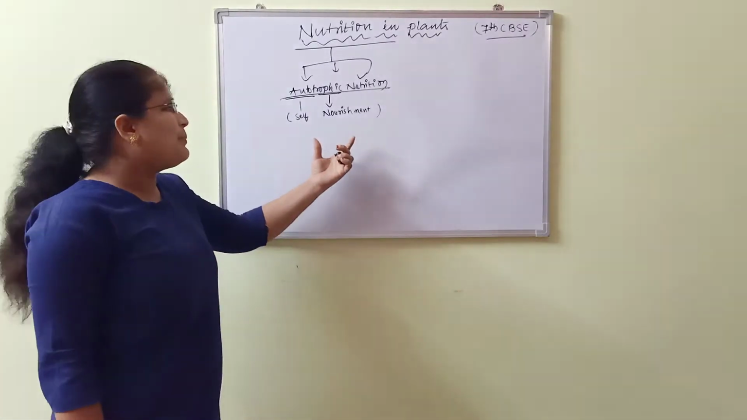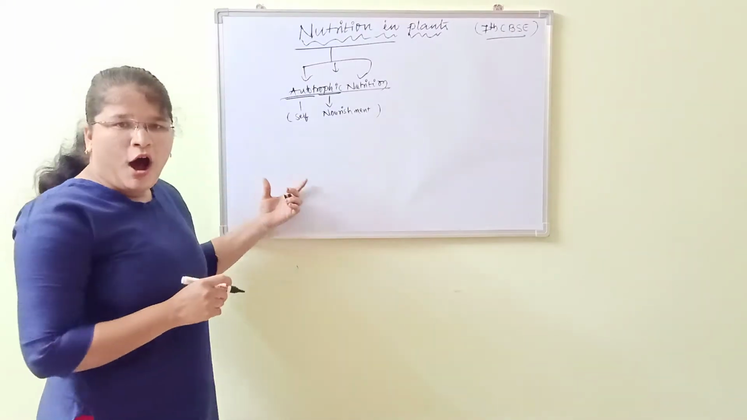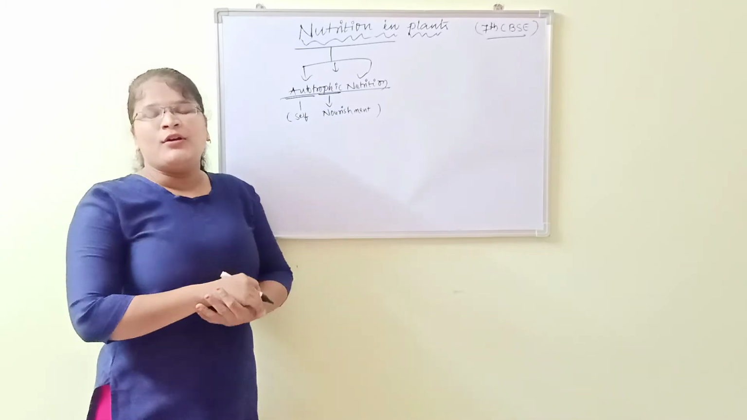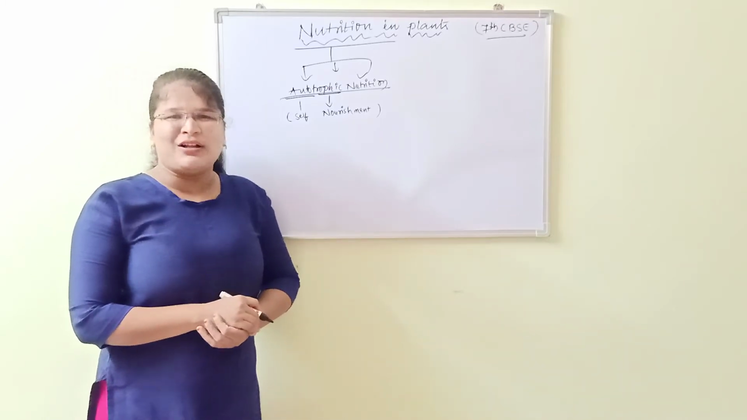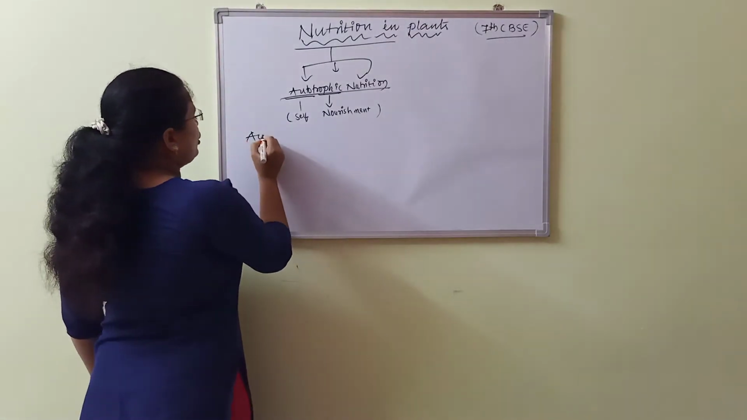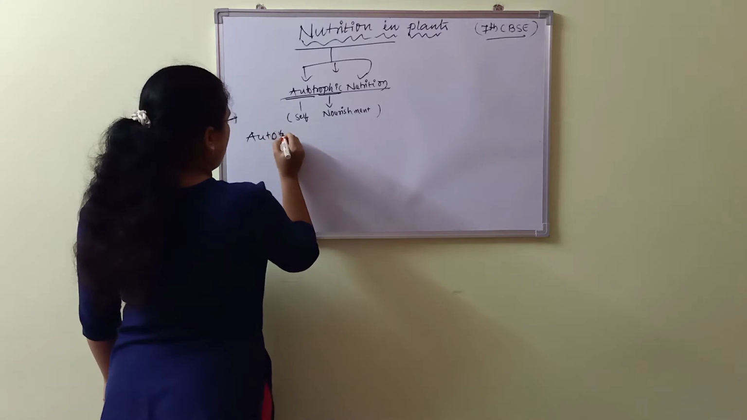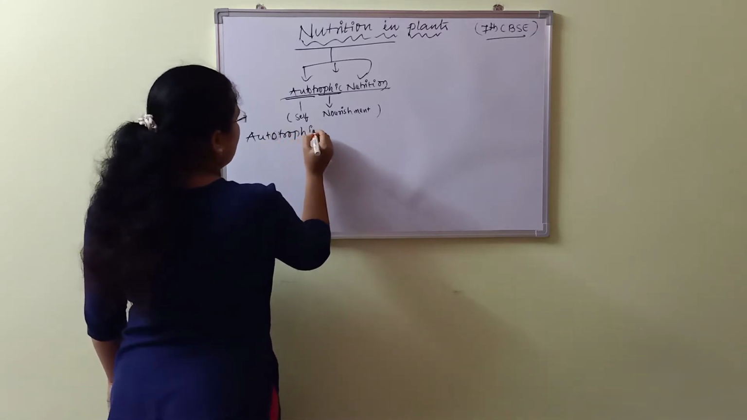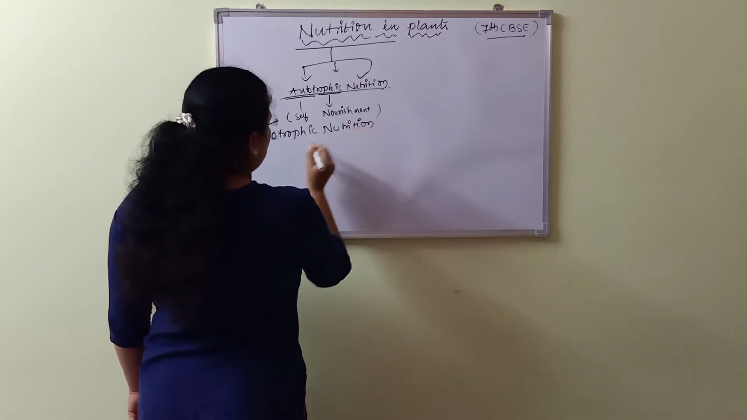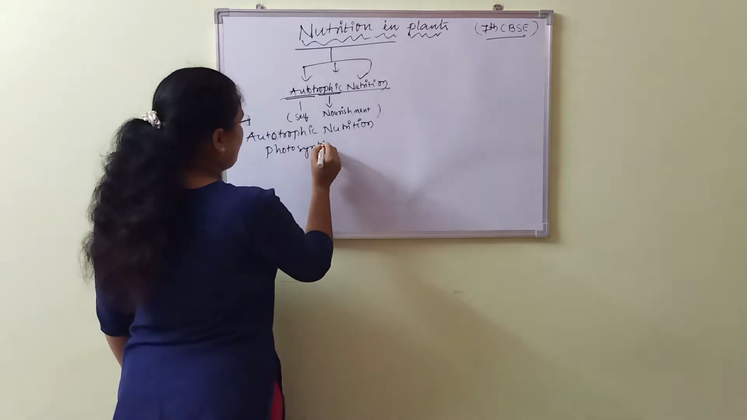Why only in the plants? The plants alone have the capacity of preparing their own food by themselves by combining a few materials through the process called photosynthesis. Now let us see autotrophic nutrition. In that, we are going to discuss today about photosynthesis.